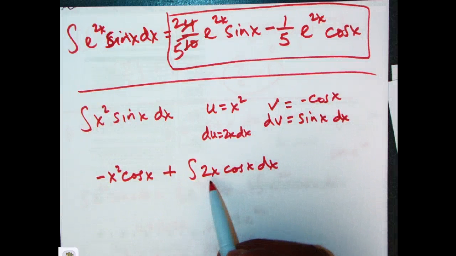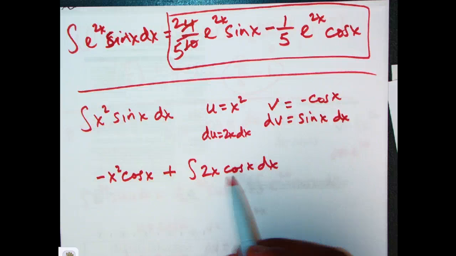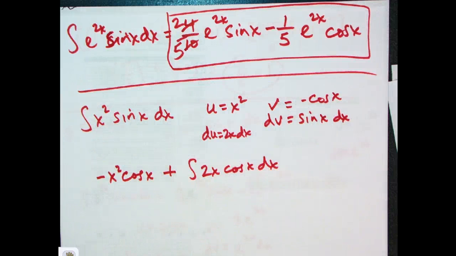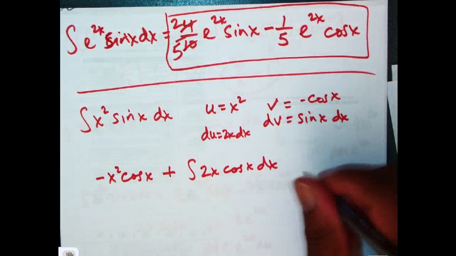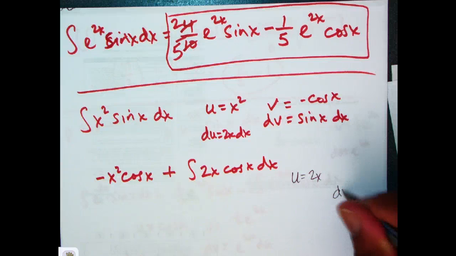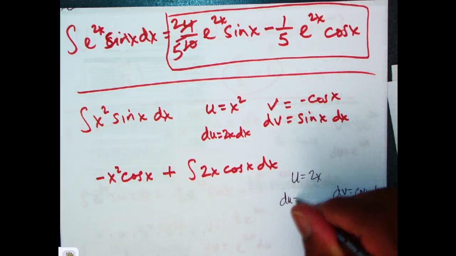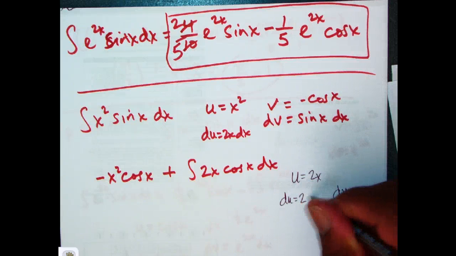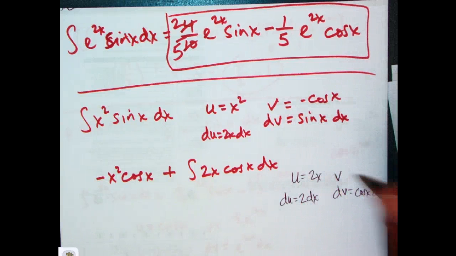So here at this point, we need to use the integration by parts again. So this time, our u is going to be 2x, dv is cosine of x dx, du is 2 dx, and our v is sine of x.